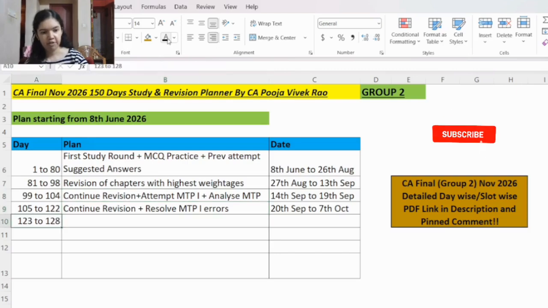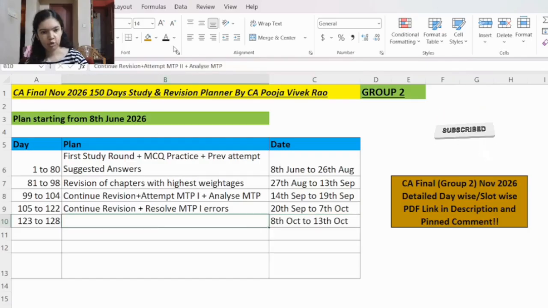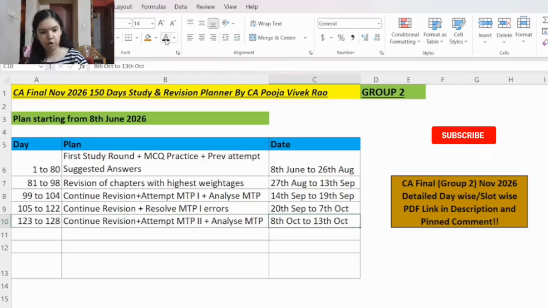Then day number 123 to 128, that is 8th October to 13th October. Here you will continue revision plus attempt the mock test paper series 2 and also analyze your mock test paper answer. So here also the same rules you will follow which you followed while attempting the mock test paper 1.